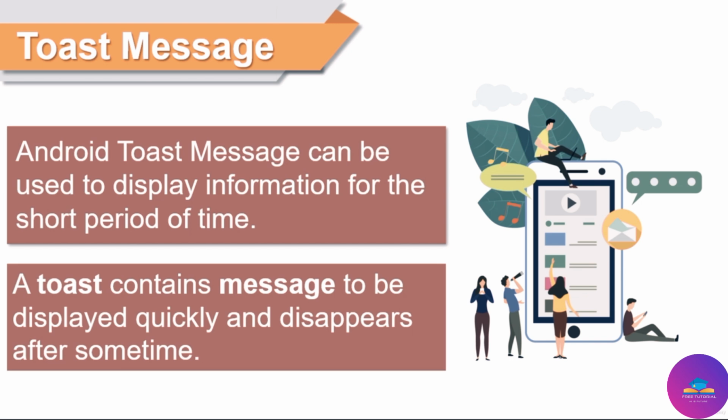The toast message is used to show short time information to the user. So in other words, let's say that when a user clicks a button or opens a new window, or you want to give some kind of information to the user, that's when you use the toast message. So let's go to Android Studio and see it in practice before we lose any more time.